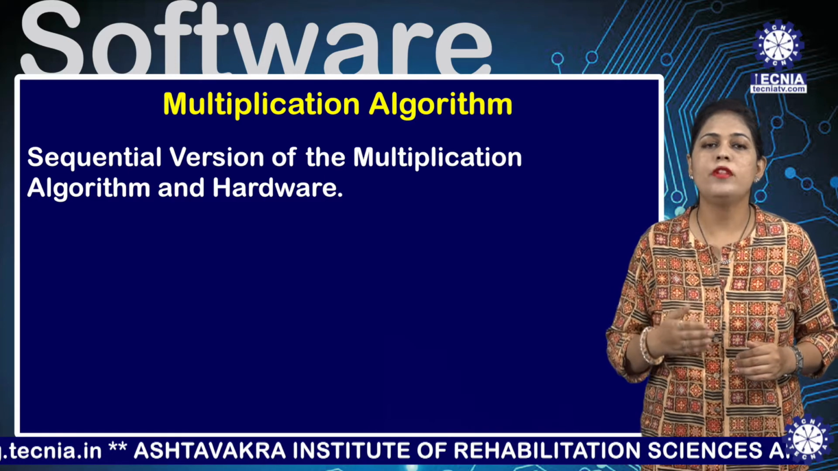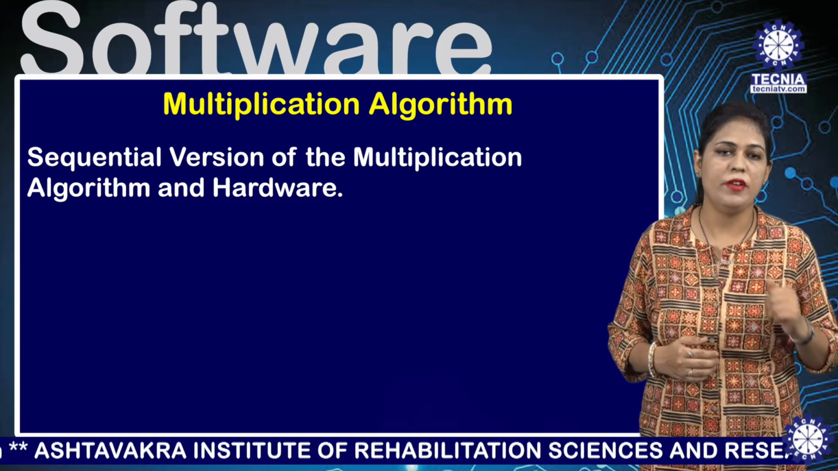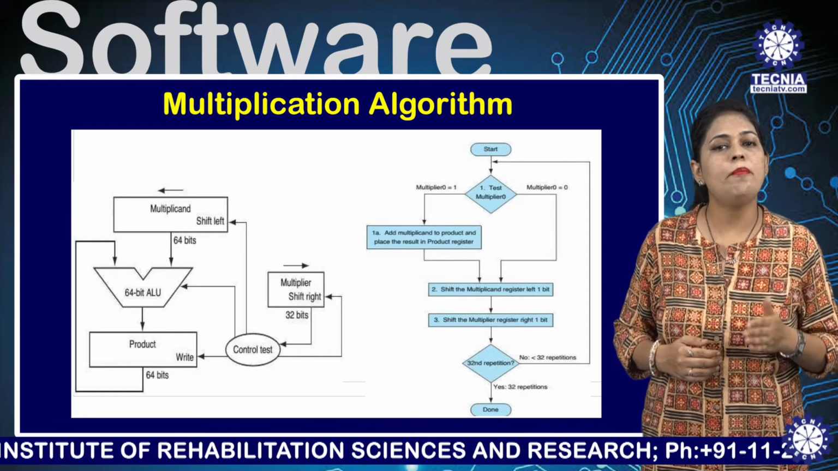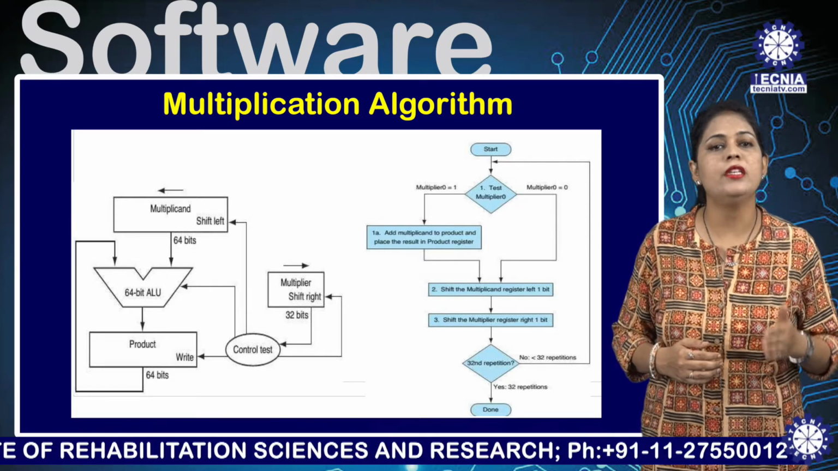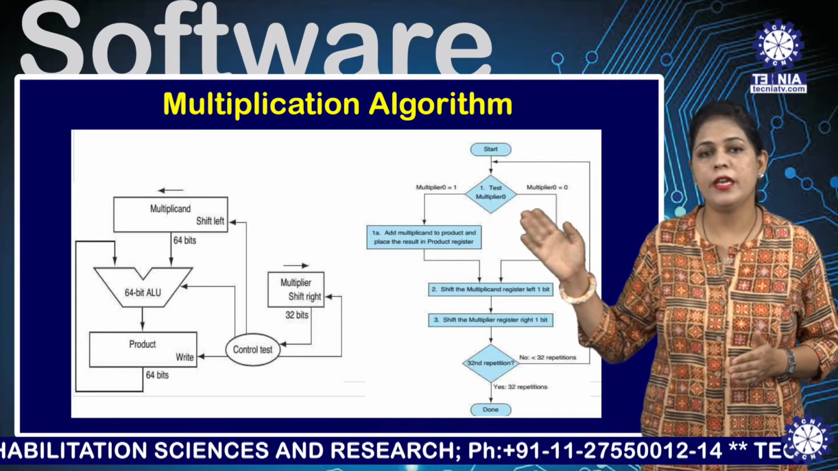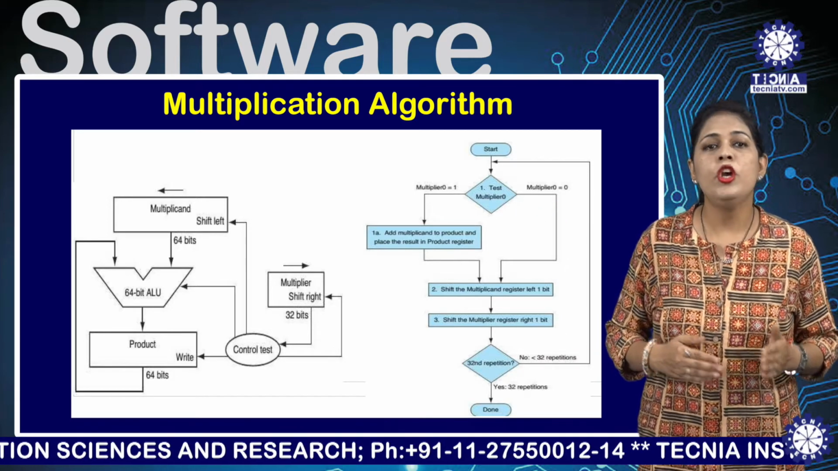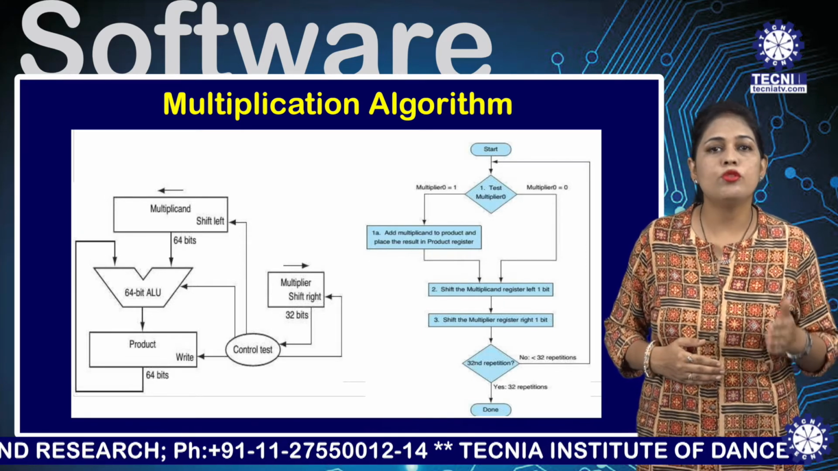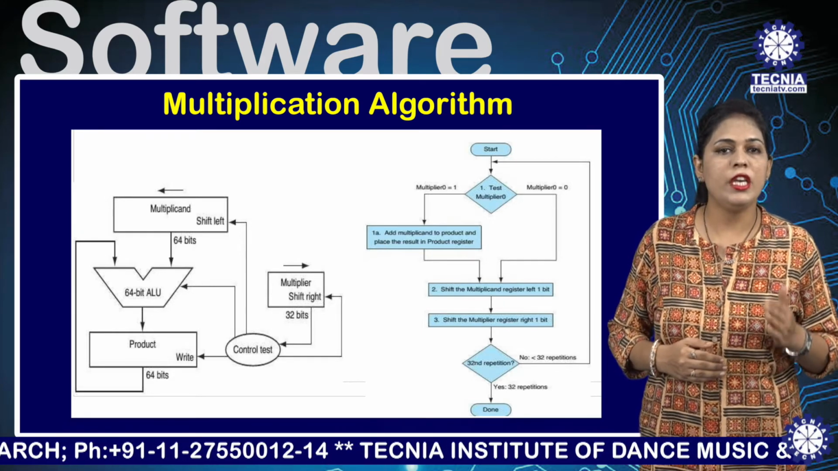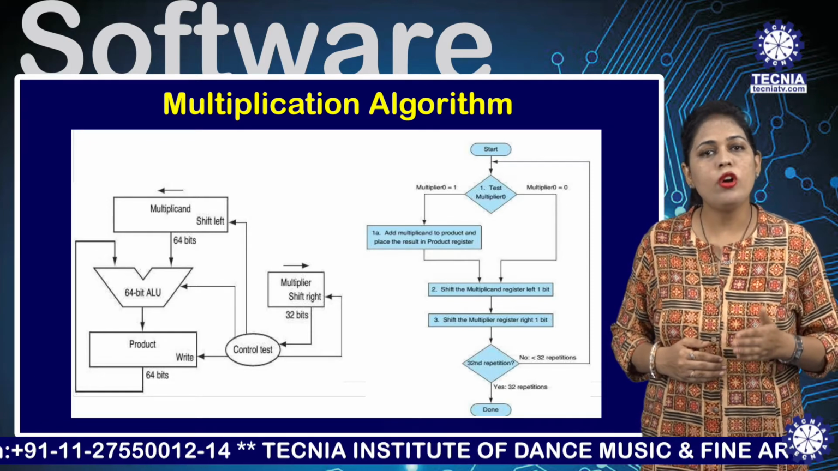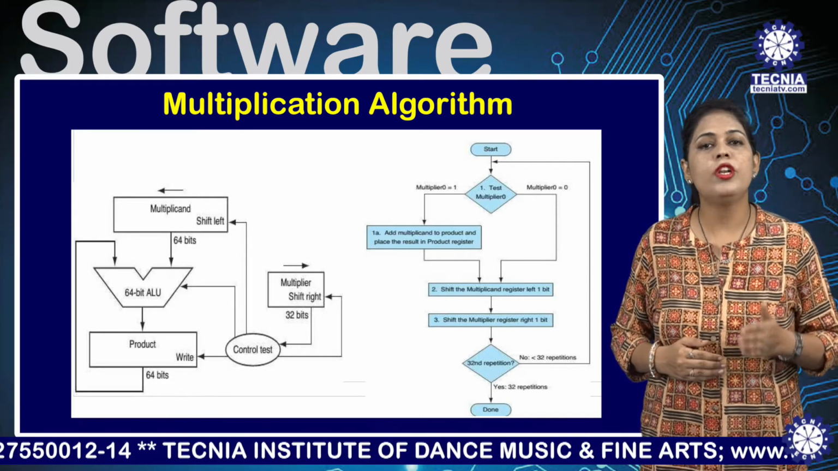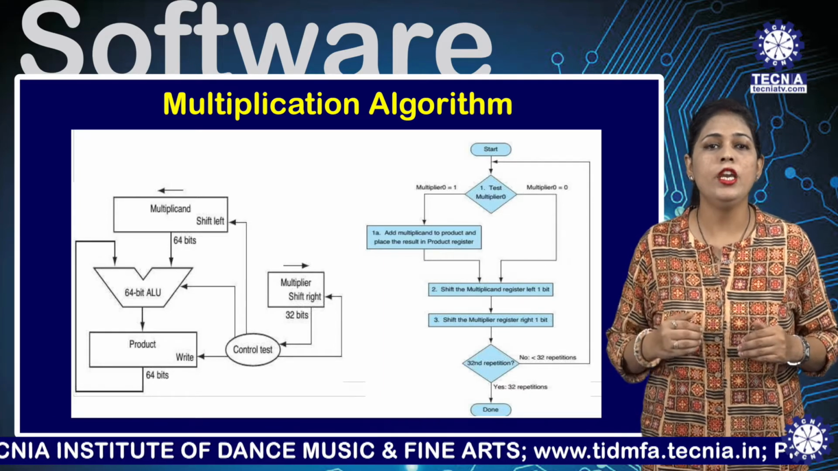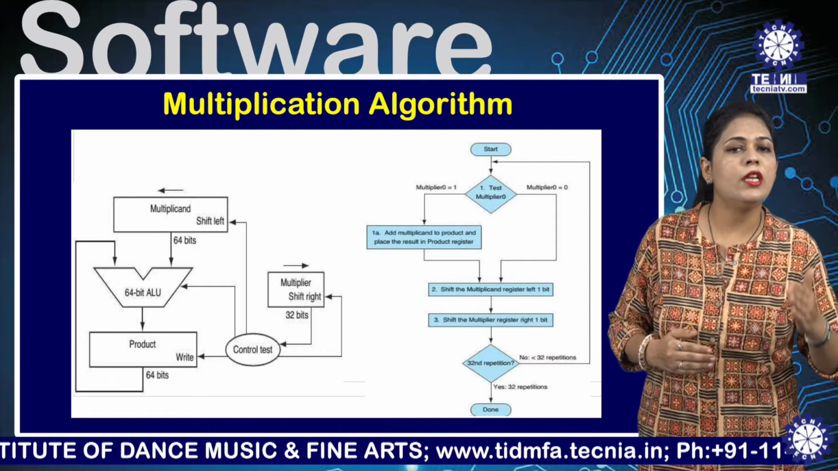Sequential version of the multiplication algorithm and hardware. Now move to the flowchart, meaning step-by-step execution of the multiplication algorithm shown in this diagram. In this diagram, you see 3 steps are repeated 32 times to obtain the product. If each step took a clock cycle, this algorithm would require almost 100 clock cycles to multiply two 32-bit numbers.